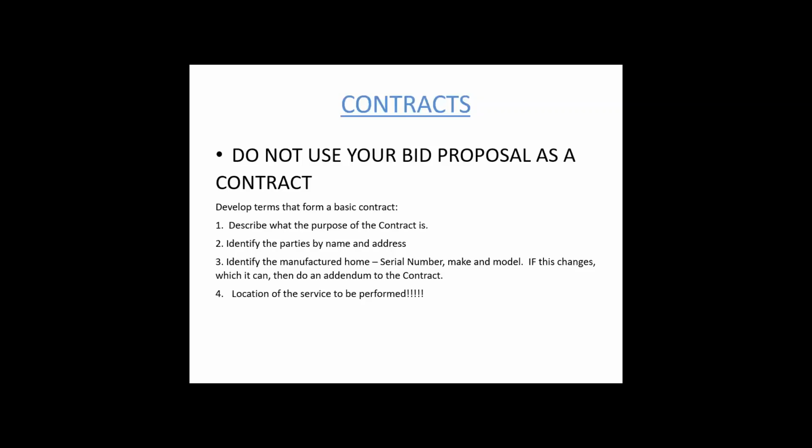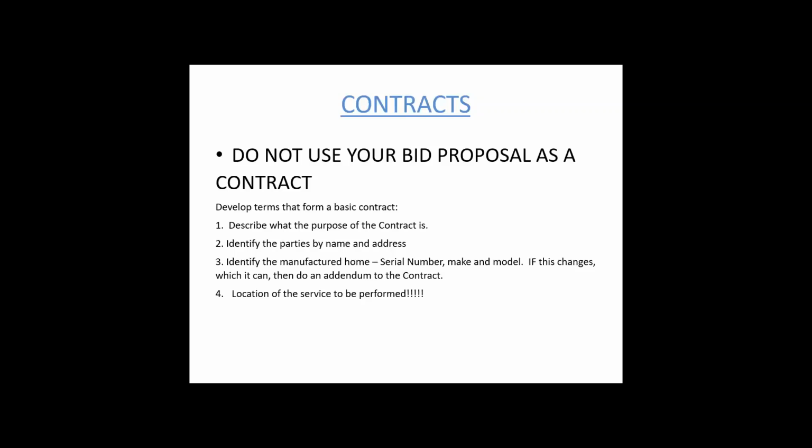Delineating just what you're going to do in a simple order without having the party sign is not a contract. What a contract has to have, and I'm going to say this a few times, it's got to address who, what, where, and why. And I've just given you the basics of what I learned in law school on my first day for how to create a contract. It's who, what, where, and why. You first want to develop the terms that form a basic contract. And what you've got to do first is describe what the purpose of the contract is. You don't have to go into a great deal of detail. What you want to say is, installation of manufactured home, and list the location.